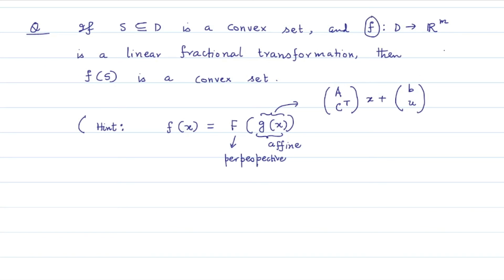given by Ax plus b divided by c transpose x plus u. Then you collect A, c, b and u, form this function G(x), which is an affine map. Now notice that this function small f(x) is the perspective of this function G(x). Now next you try to employ the results that I have stated so far in this lecture, and then try to figure out why pushed forward of a convex set by a linear fractional transformation is a convex set. With this, I end up this lecture here.